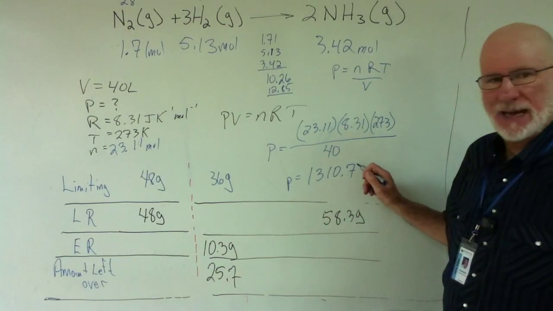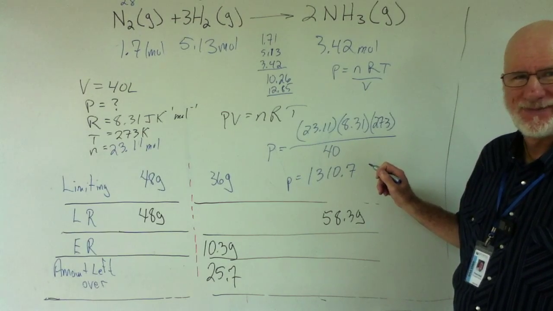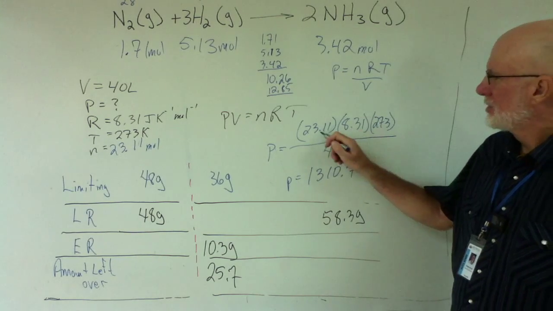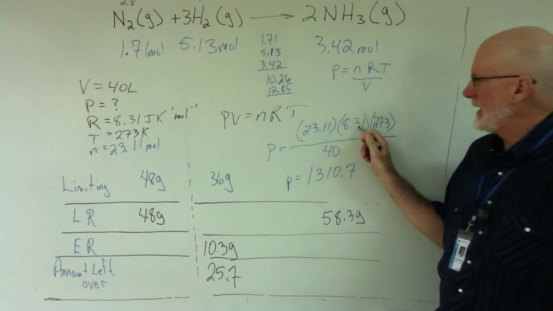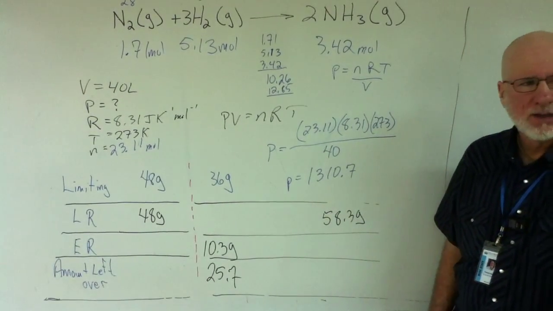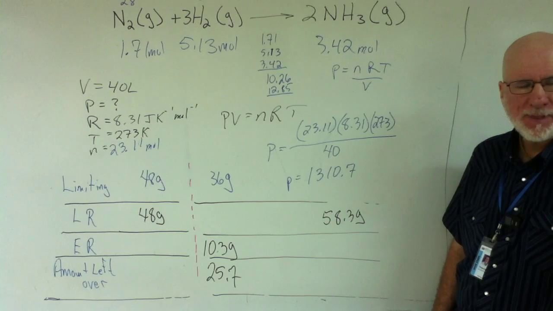So what does it say? Is it pascals or torrs or what? I got 131.05. 23 times 8.31 times 273 divided by 40. Could we try that again, guys? Lauren's right. I'll do that.